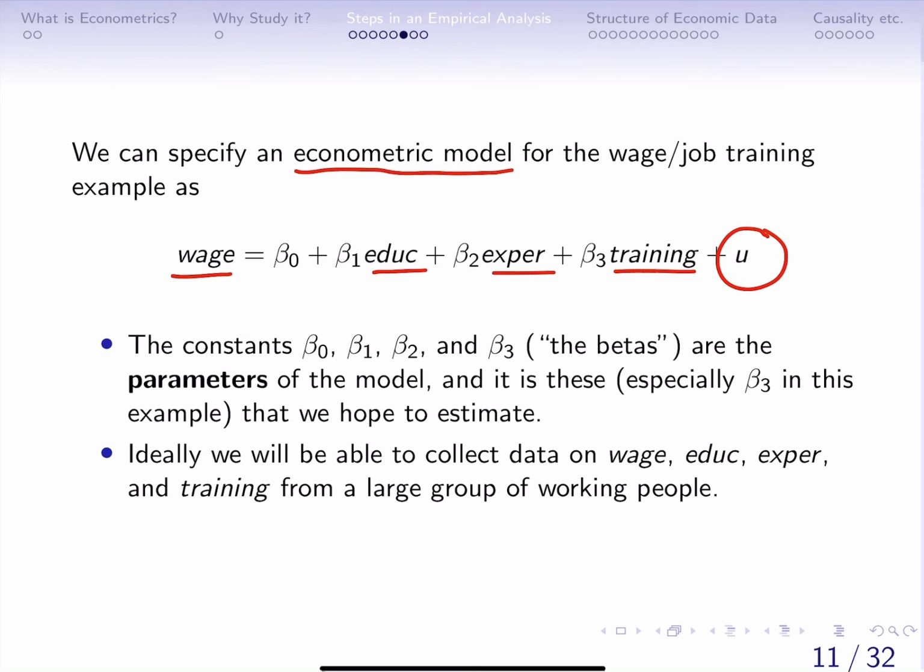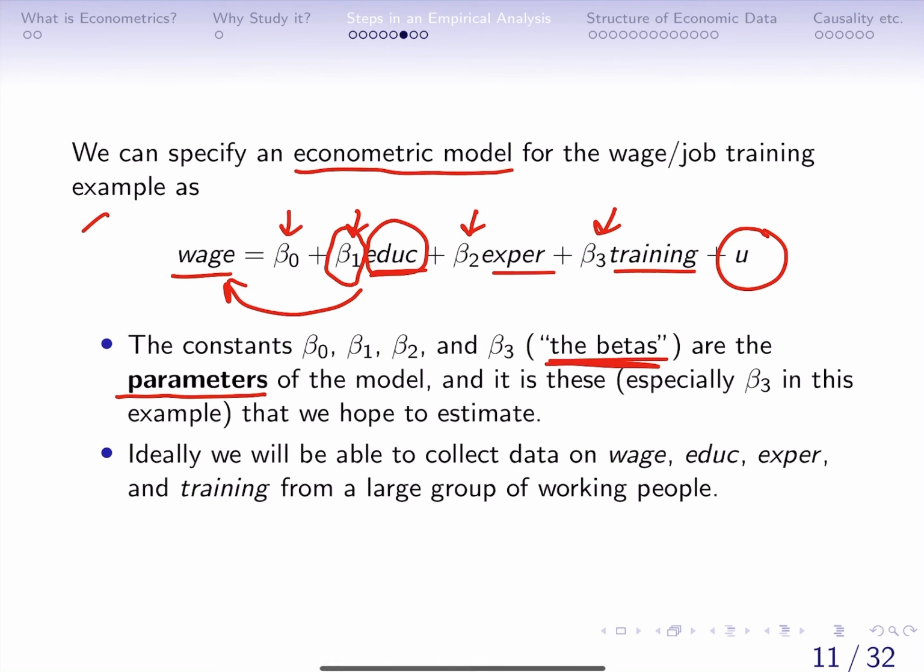So the parameters here, beta naught, beta 1, beta 2, and beta 3, we call them the betas. These are the parameters of the model, and these are what we're hoping to estimate. So hopefully when we estimate the model, beta 1 is going to tell us the effect that education has on wages, right? Is that significant? How big is it? And we can test those sorts of hypotheses. And we really want to get to that stage.